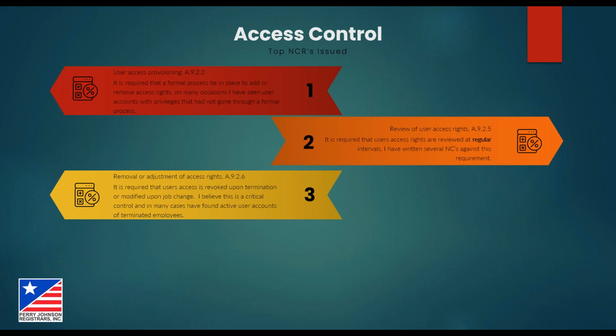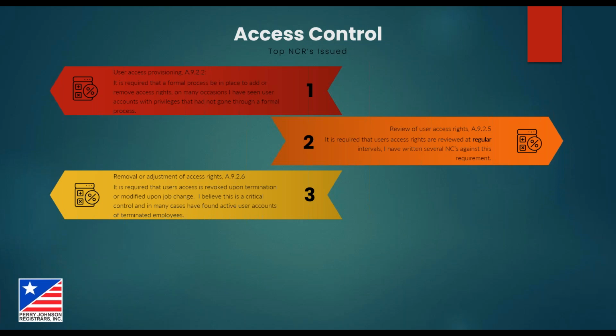And the next one, removal or adjustment of access rights. I kind of touched on this, but it is obviously required that user access is revoked upon termination or modified upon job change. And again, I have seen occasions where there are active user accounts for people who haven't been with the company in months. Even more to the point, I've seen an occasion where the user departed the company on a Friday, and the user access wasn't disabled until the following Monday.